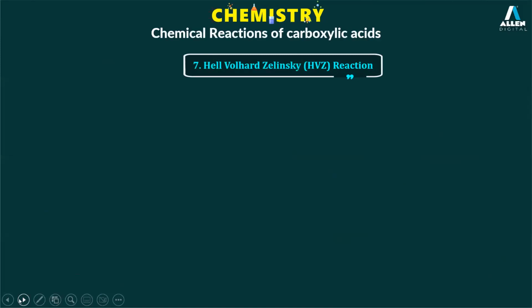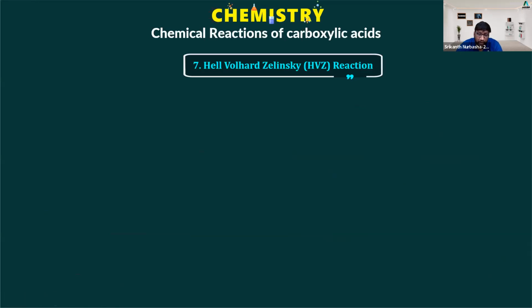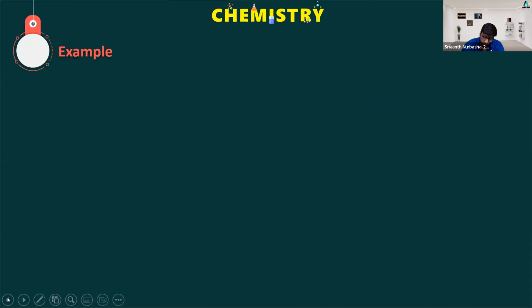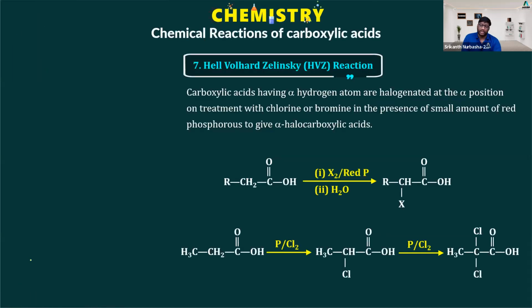Yes. The next reaction we can think of is the HVZ reaction, the Hell-Volhard-Zelinsky reaction. What happens in the HVZ reaction? Chlorine is added to the alpha carbon. Yes, very good. So how is the mechanism going to be? Carboxylic acids having an alpha hydrogen atom are halogenated at the alpha position on treatment with chlorine or bromine in the presence of a small amount of red phosphorus to give alpha halocarboxylic acid.